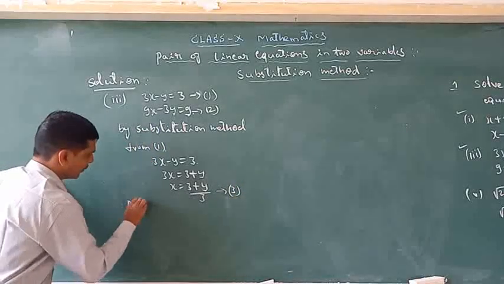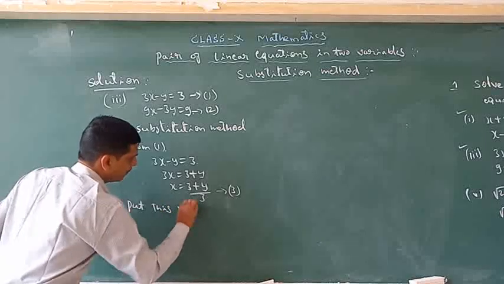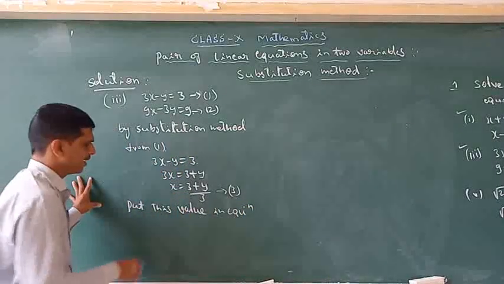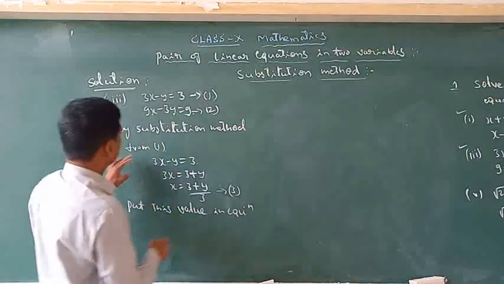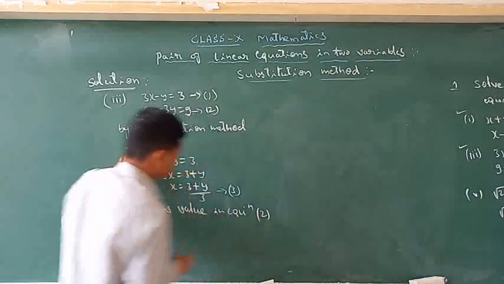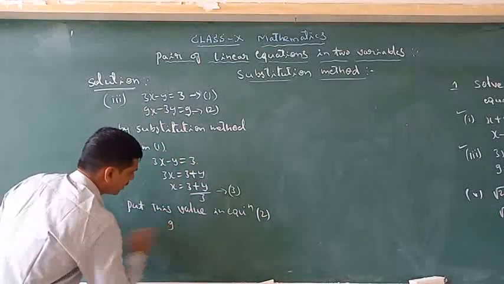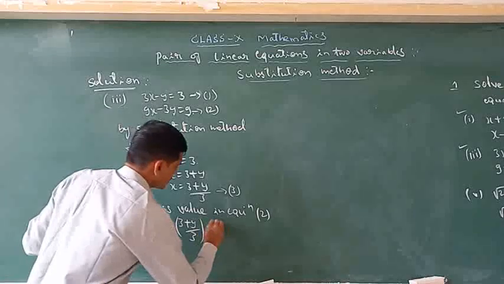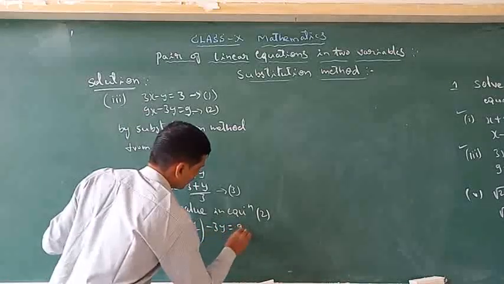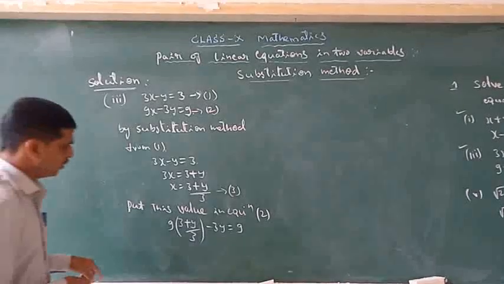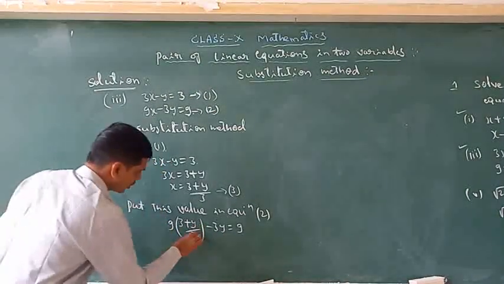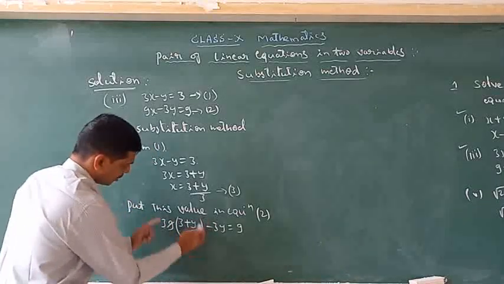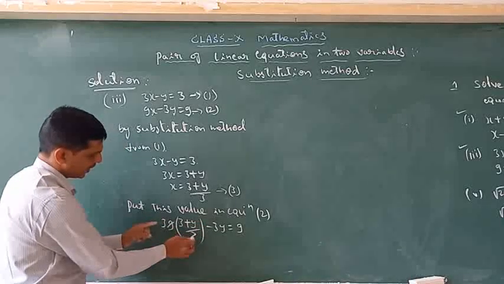So put this x value in equation number 2. Which one did I take? From 1. No, equation number 2. So we put this value in equation number 2. So automatically we get 9 into (3 plus y) divided by 3, minus 3y, equal to 9. So 3 and 9 cancel, since this term only is divisible. That is why I divide this one.